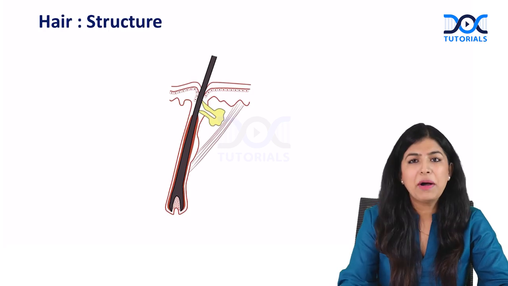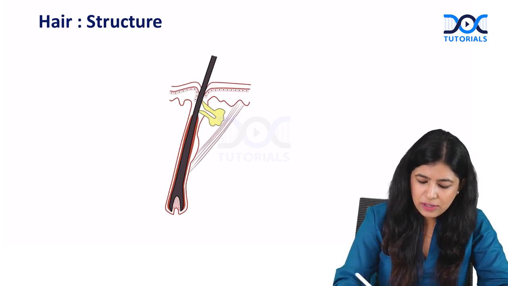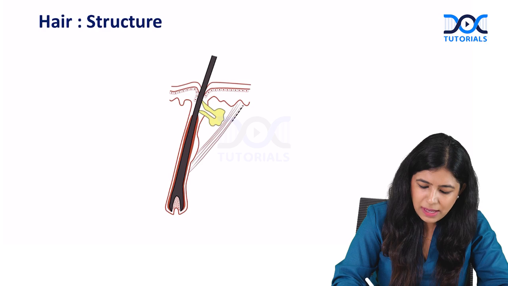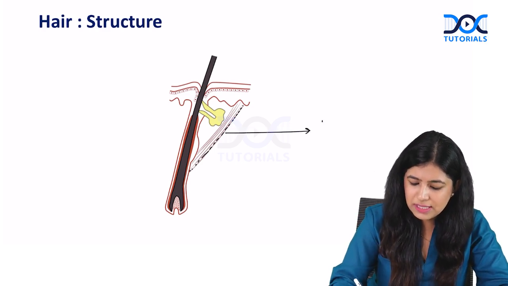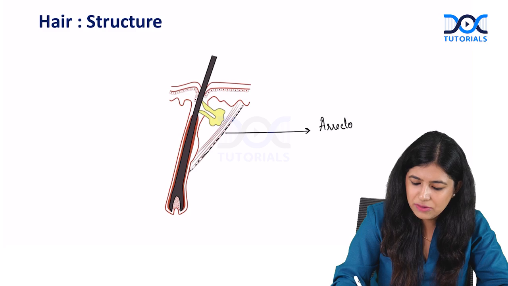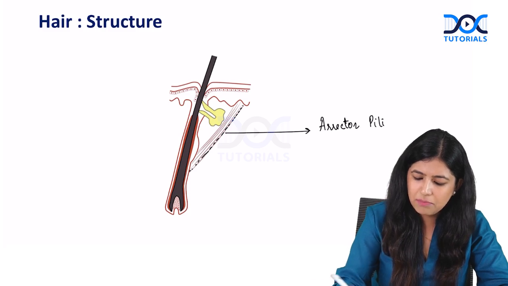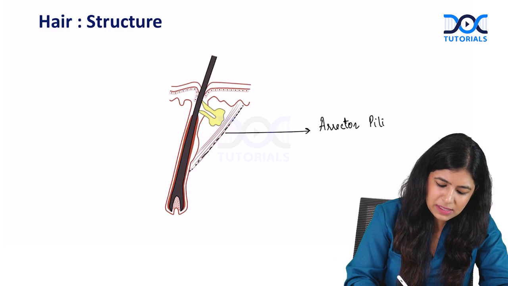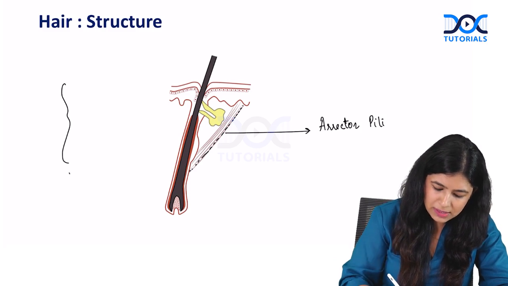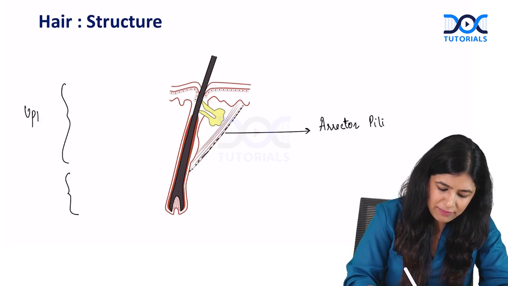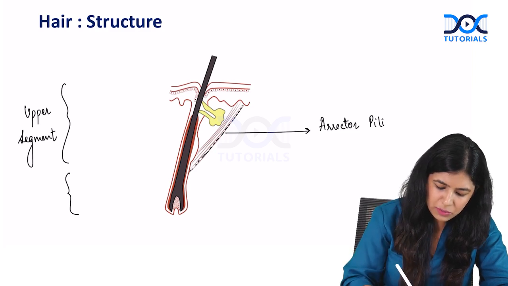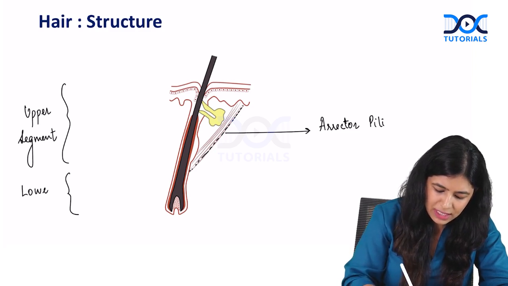Now, talking about the structure, in the hair you see this small little muscle coming from the skin and inserting into the hair follicle at the level of the dermoepidermal junction. This muscle is called the erector pili muscle. The insertion of this muscle divides the hair into two parts. Above the insertion of the muscle, we have the upper segment, and below the insertion of the muscle, we have the lower segment.